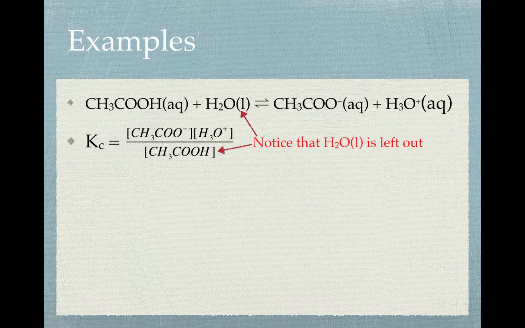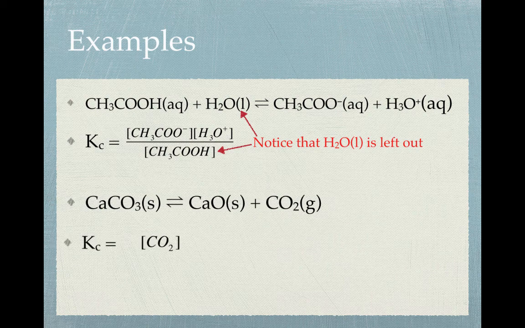Here we've got acetic acid and water dissociating into the acetate ion and hydronium ion. When we write the equilibrium constant expression, we just have products over reactants. But notice that we have left out the value for the concentration of water. The concentration of water is a constant. It's somewhere in the range of 55. And so that's already worked into the value for Kc, and we can leave it out of the equilibrium constant expression.